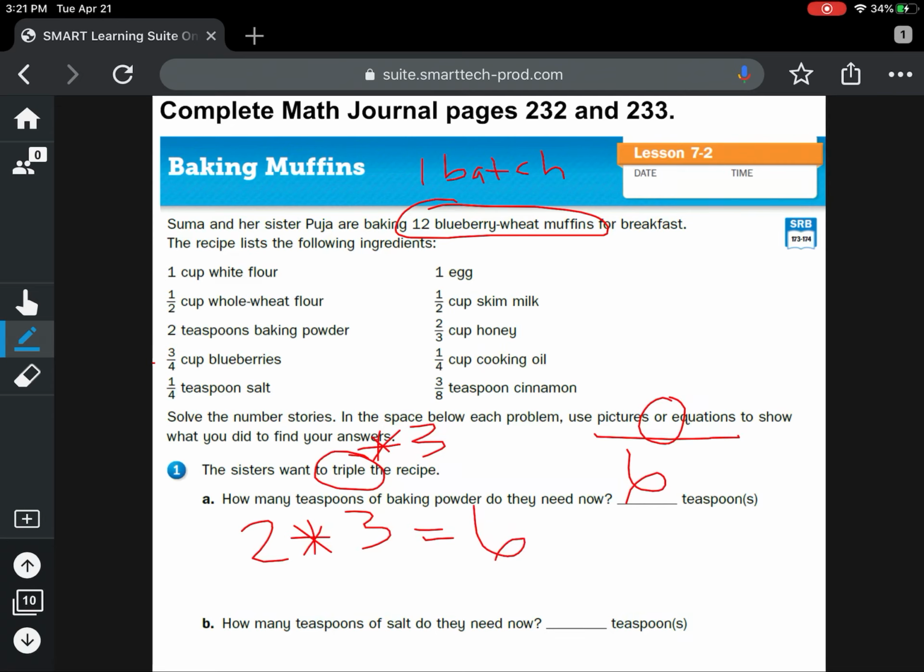Now let's talk about the salt. The salt they need is 1/4 teaspoon. But since they are tripling the recipe, they have to multiply it by 3. Remember, put your whole number over 1. Multiply your numerators, multiply your denominators. If they're going to triple the recipe, they will now need 3/4 teaspoon of salt. Make sure you're writing all of this information and notes into your math journal as I work.